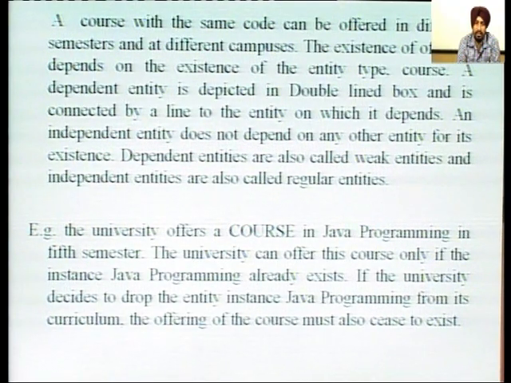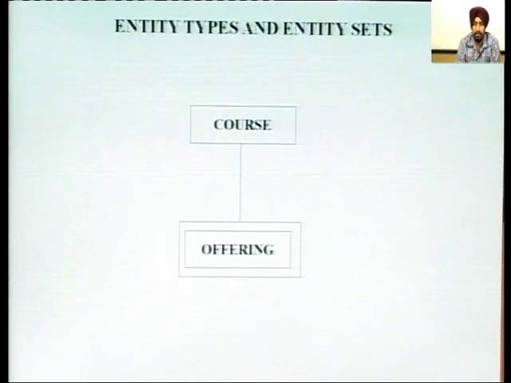Dependent entities are called weak entities and independent entities are called regular entities. In this diagram, course is an independent entity and offering is a dependent entity. Offering depends upon the entity course. If the course entity exists, then only the offering entity exists. Without the course entity, a single offering entity does not exist. So offering is a weak entity and course is a strong or regular entity type.